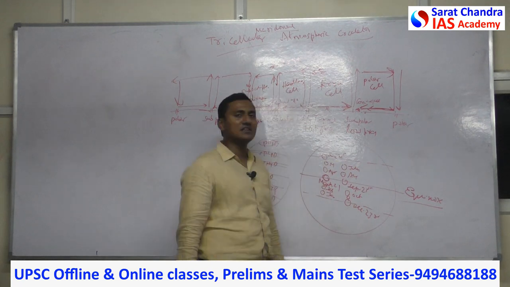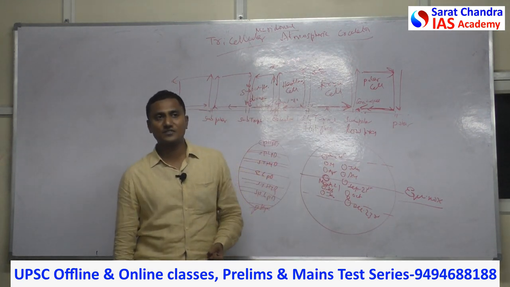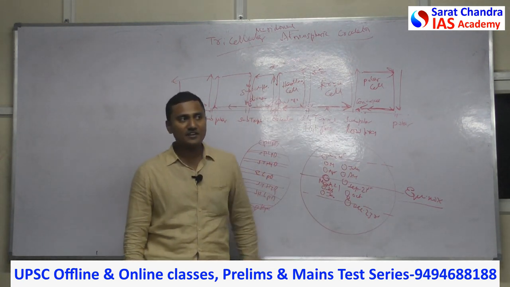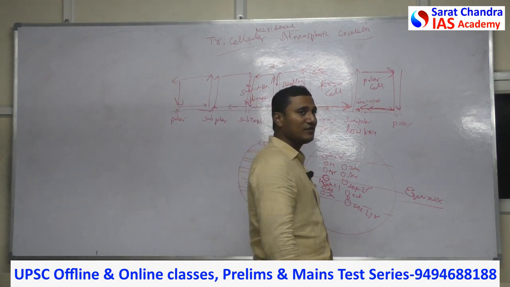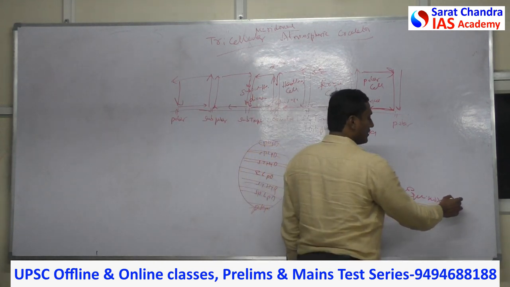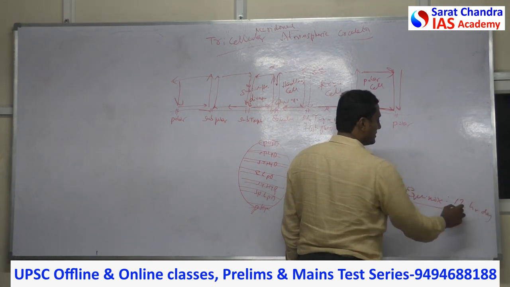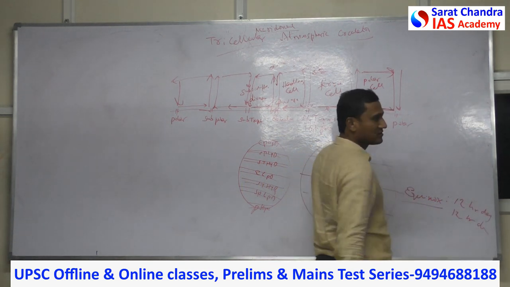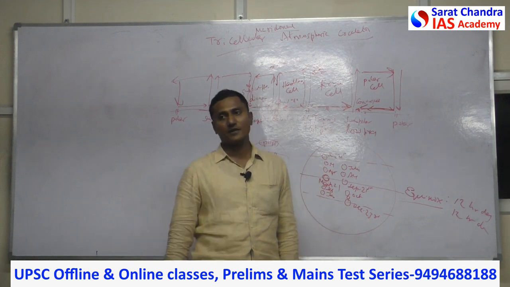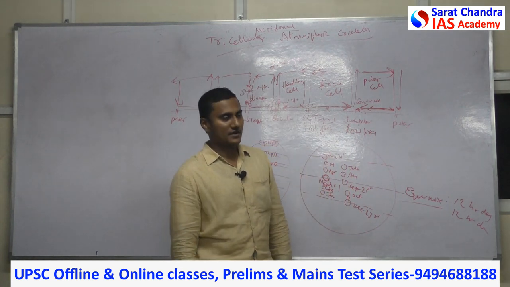So how many equinoxes are there? Two equinoxes: the March 21st equinox and the September 20 equinox. Equinox means on that day, 12 hours of sunlight and 12 hours of darkness will be there. I mean, 12 hours of day and 12 hours of night, okay?